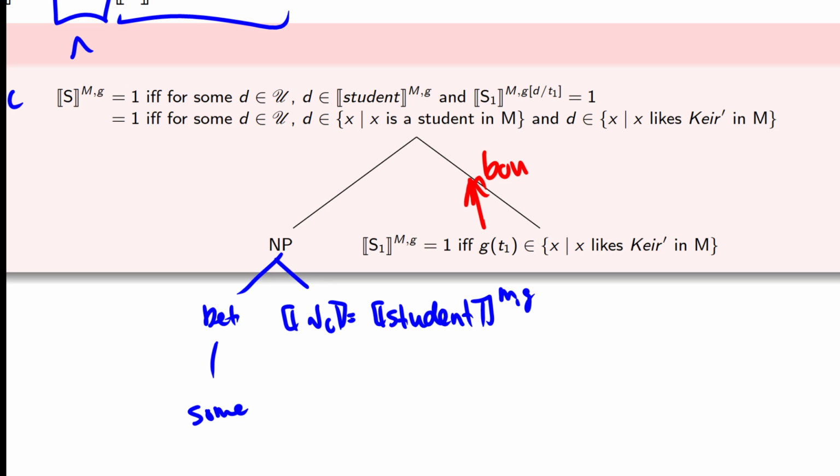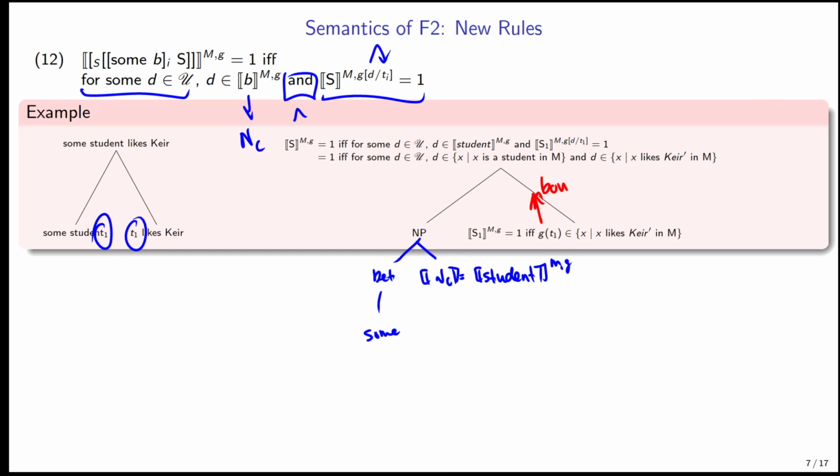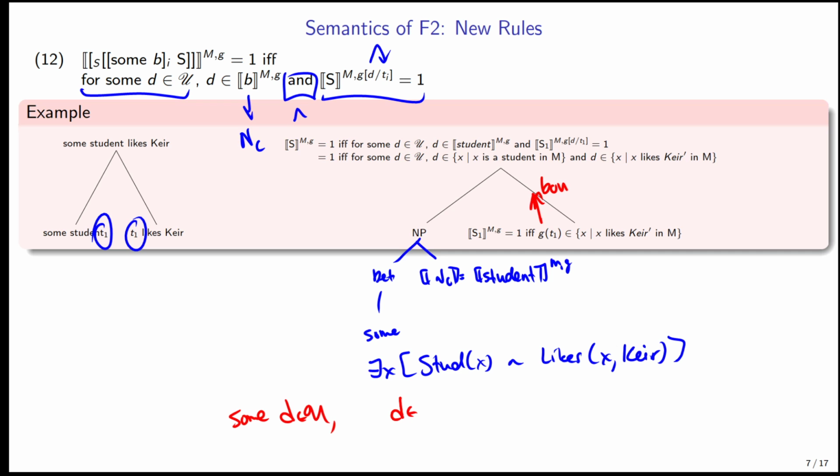Now let's check why. Let's check our predicate logic translation again. This would be there exists an X such that student X and likes X Kier. So we just need to check for one of these. Basically we're saying there is some D in our universe where D is in students. Let me actually write this out for real. I'll abbreviate a bit, but I'll write out the notation.